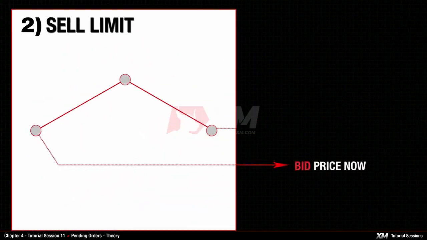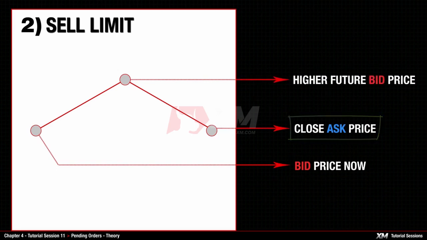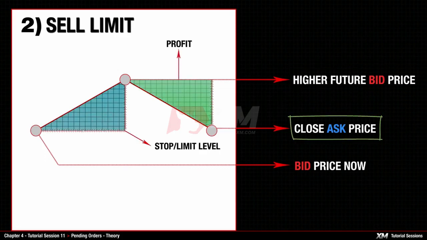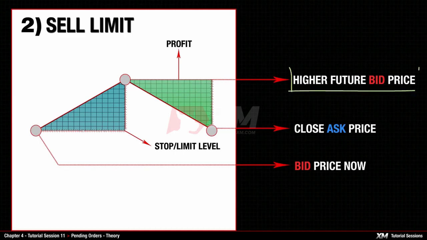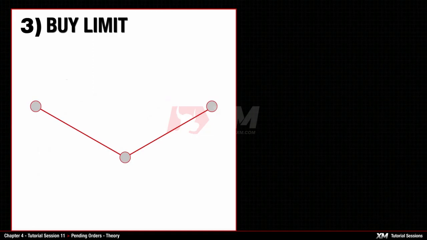All sell orders are opened at the bid price and closed at the ask price. Sell limit orders must be opened at a higher future bid price. To make a profit on this type of order, the closing ask price must be lower than the opening bid price. The next pending order type is buy limit.